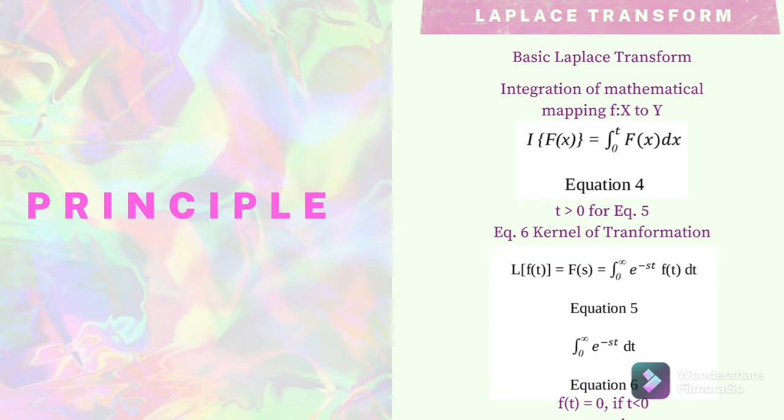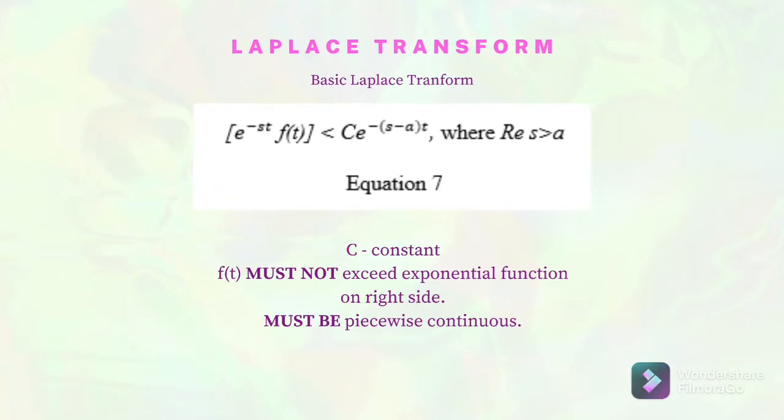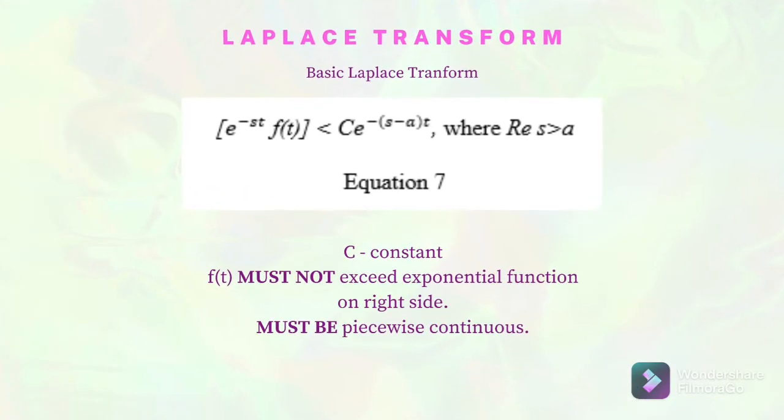Equation 4 shows the integration equation of the mapping f, x to y. The Laplace transform we present as L. The kernel of the transformation is known as the exponential in equation 6, where s stands for the subsidiary variable and t is the time, when f(t) is equal to 0 if the time is less than 0. Equation 7 is when the equation is put under restriction, where c is a constant, f(t) must not exceed the exponential function on the right side, and it must also be piecewise continuous.